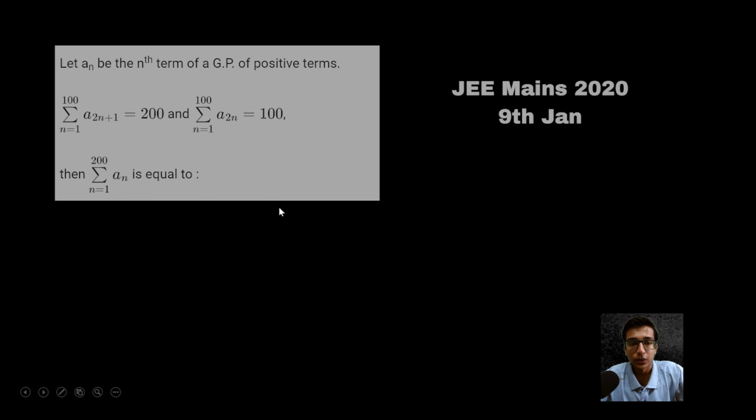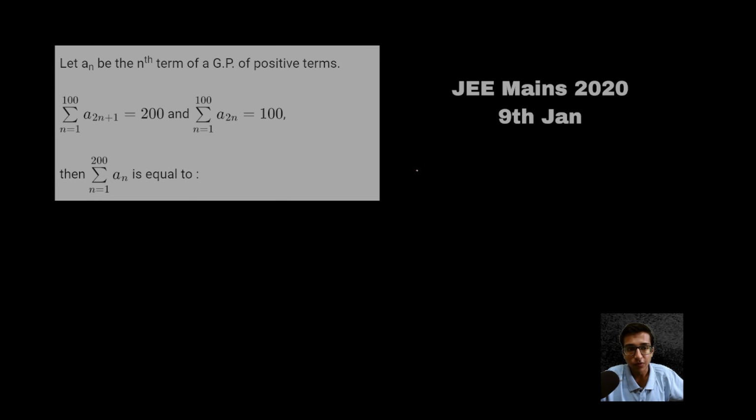Now let's look at this question. And by the look of it, you must have guessed that this question is from the summation of series portion of sequence and series. Yes, correct. And they have used geometric progression along with summation of series in this question. And this was asked in JEE Mains 2020.